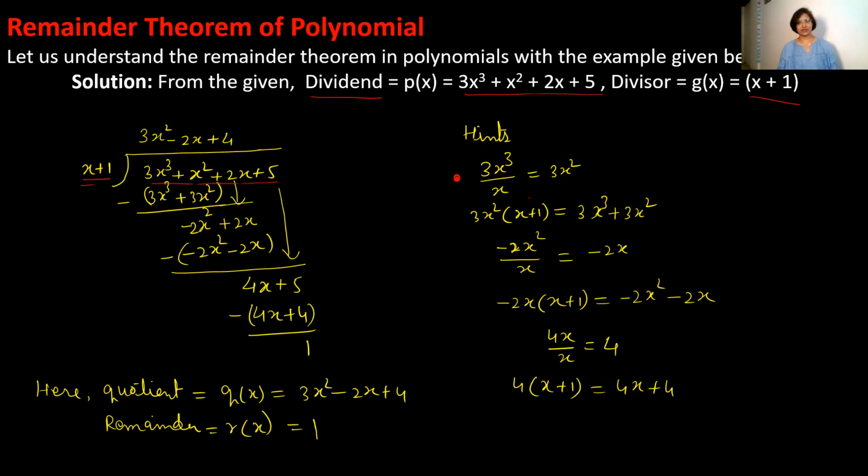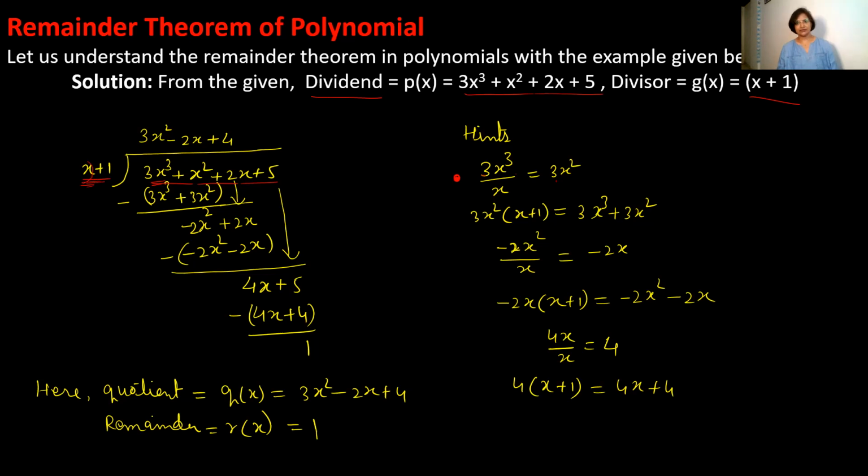This is the first time, so I have written it in the form of a hint, but in the next question, when I tell you some problem related to it, I won't write this hint, I will do it directly. So the first hint is this. First term of the dividend, what is that? 3x cube will be divided by the first term of the divisor, which is x.